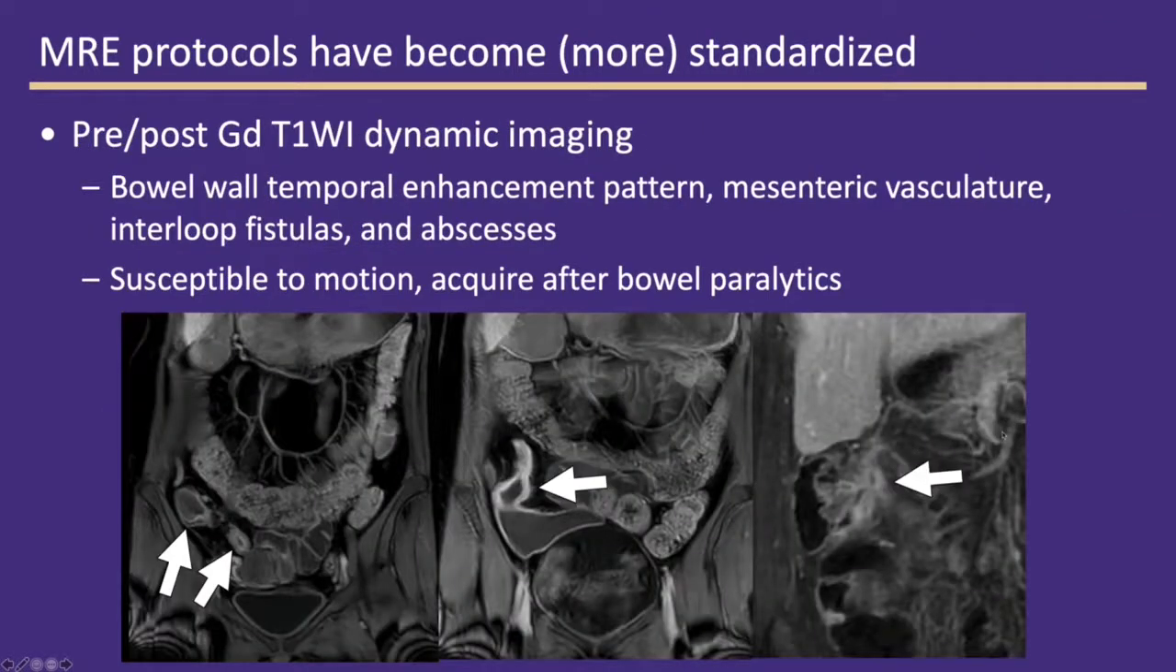And then the last workhorse sequence as part of a core MR enterography protocol is the pre and post contrast imaging. This is the key sequence for assessing the bowel wall enhancement pattern, the mesenteric vasculature for any hypervascularity or comb sign, interloop fistulas, abscesses. As I mentioned earlier, this is the most susceptible to bowel motion, so usually these are acquired after a bowel paralytic. In our case, usually glucagon, although it can be a variety of other agents.